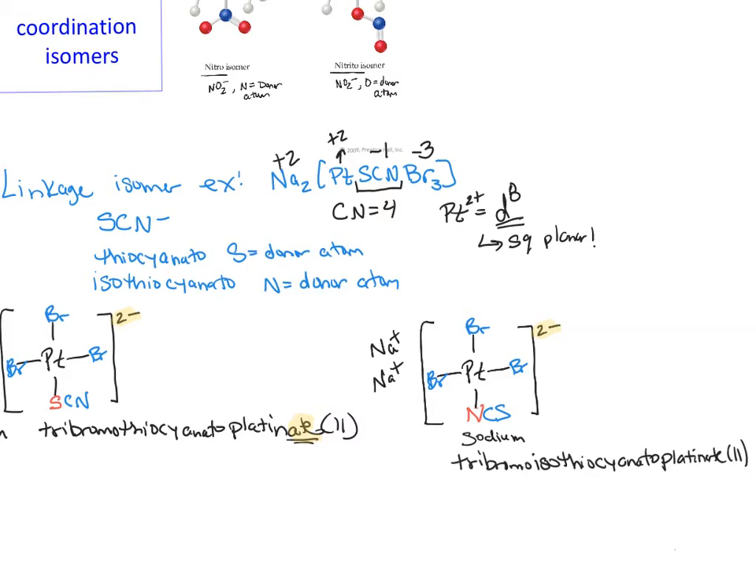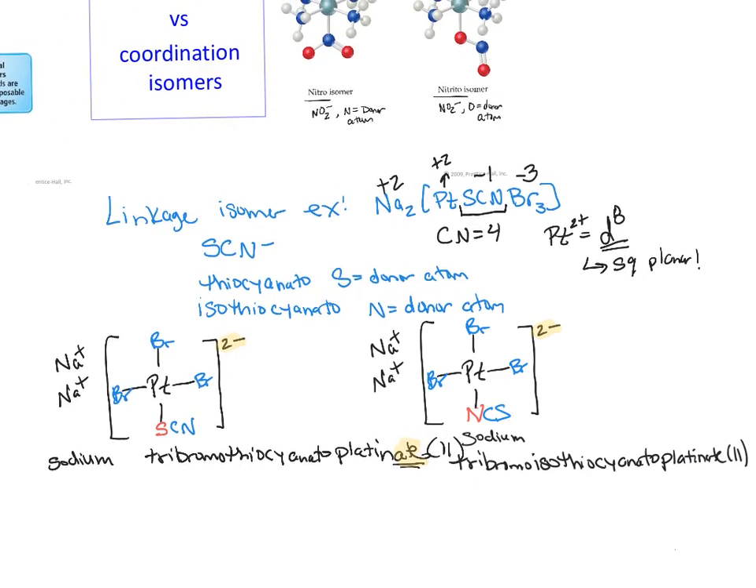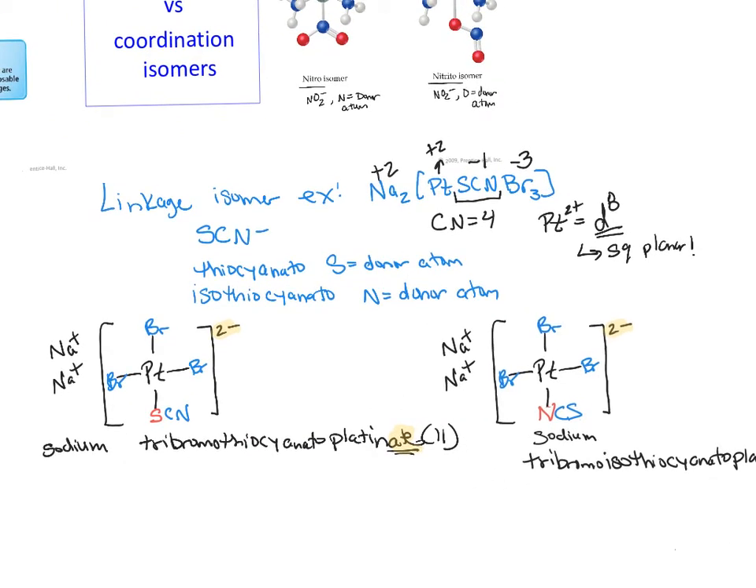And we can see with these 2 examples that we have the same chemical formula, right? Our chemical formula is listed right here, but I have a different bond. In this first isomer, I have a bond between the platinum and the sulfur of SCN-. In the second isomer, I have a bond between the platinum and the nitrogen. And I also have different names based on the different donor atom.